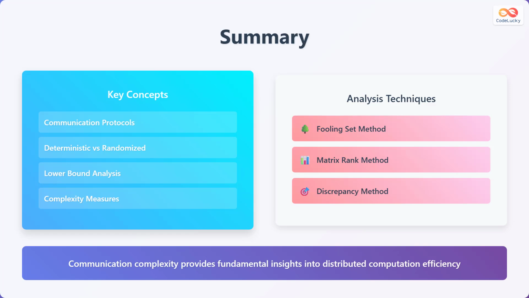In summary, some key concepts in communication complexity are communication protocols, the distinction between deterministic and randomized protocols, lower bound analysis, and complexity measures. The analysis techniques used include the fooling set method, the matrix rank method, and the discrepancy method. Communication complexity provides fundamental insights into distributed computation efficiency.